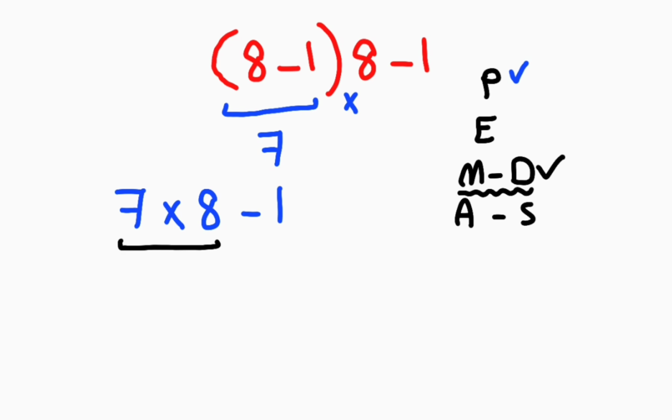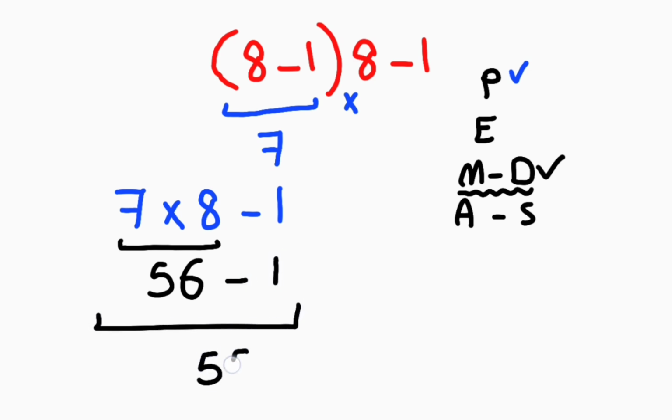7 times 8 equals 56. Now 56 minus 1 gives us 55. So the final answer to this expression is 55.